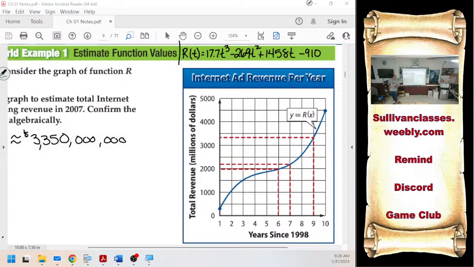Now that's my estimate. It says confirm it algebraically. This is why we needed the function itself. How do I confirm this algebraically? Plug it in for t. Y'all got a calculator, start pressing buttons.